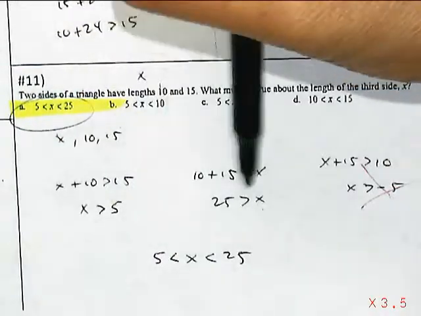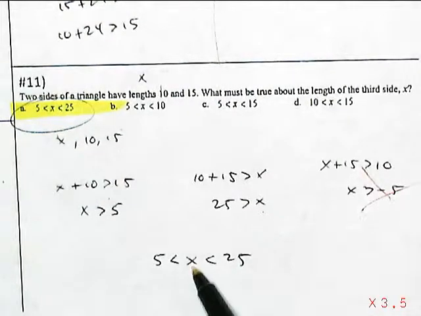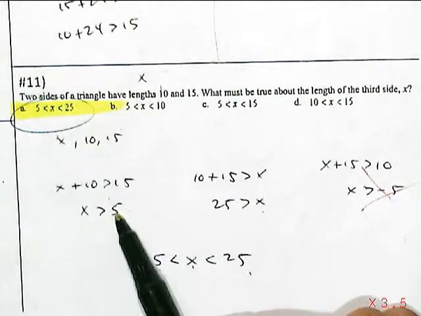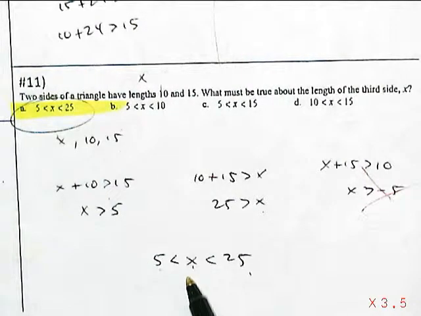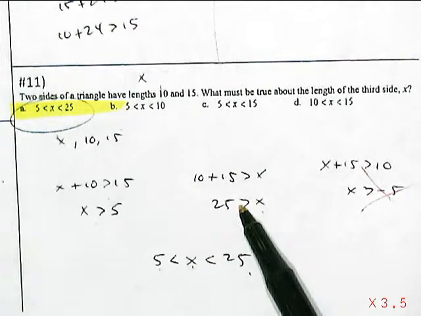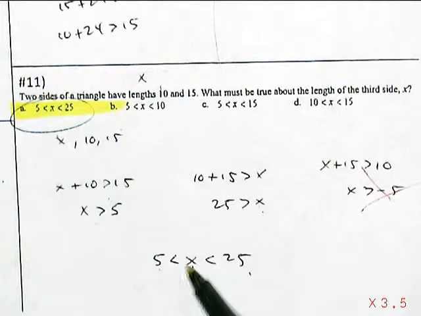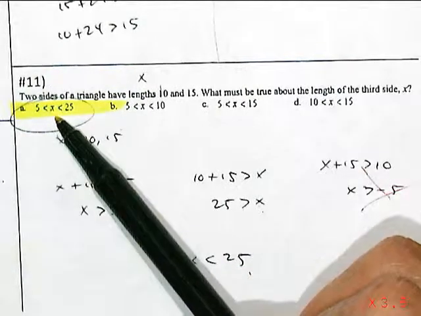I have these 2 here. Notice how they both have an x in common. I put the smaller number to the left, larger number to the right. This says x is greater than 5. You read it from right to left. X is greater than 5. And then over here where it says 25 is greater than x, x is less than 25. My compound inequality answer is choice A.